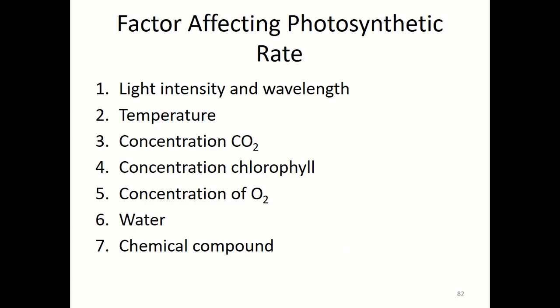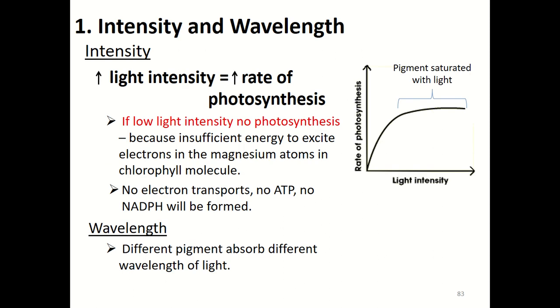So now we're going to look at the factors that affect the photosynthetic rate. The first factor we're going to look at is the light intensity and the wavelength, and the others are temperature, concentrations of carbon dioxide, concentrations of chlorophyll, concentrations of oxygen, water, and also chemical compounds. So for the light intensity, the higher the light intensity, the higher will be the rate of photosynthesis.